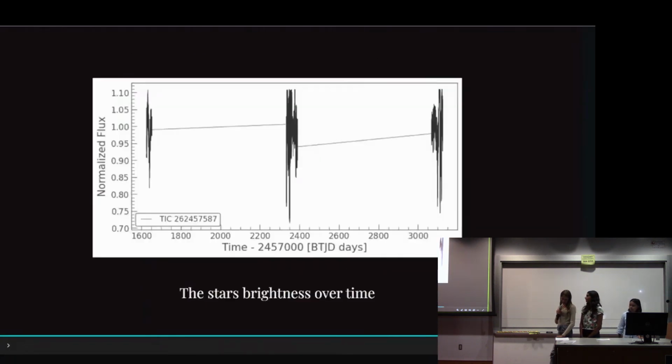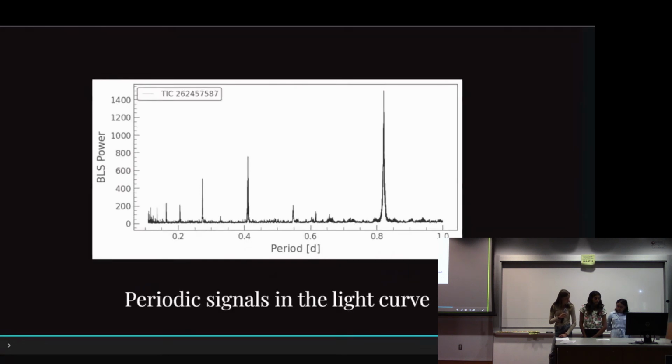So this is the star's brightness over time. These gaps over here are where the telescope wasn't looking at the star and wasn't collecting data. And these little line type things are the star's brightness over time. This is the periodic signals in the light curve.